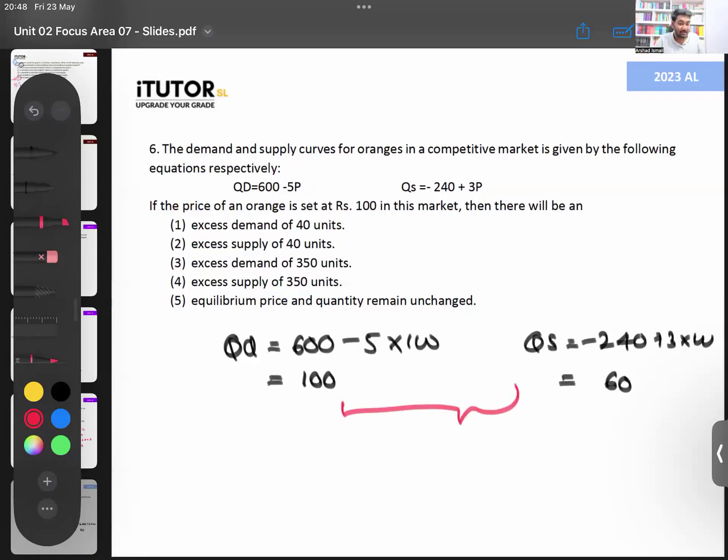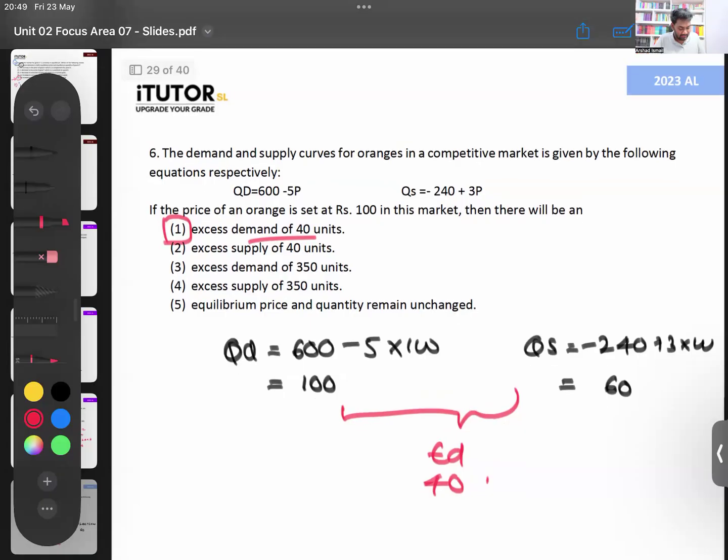Demand is 100. Supply is only 60. There is an excess demand. Excess demand of how many units? There is an excess demand of 40 units. So which one is your answer then? Answer number 1. Yeah, these are very easy, straightforward questions. If you are struggling here, you have to work a little harder. Done. Then this one.